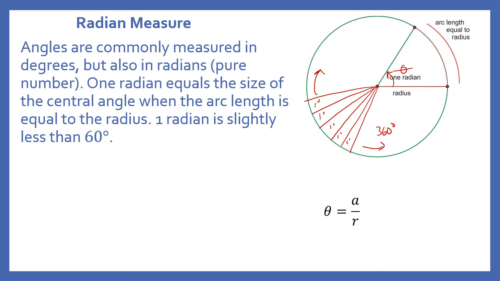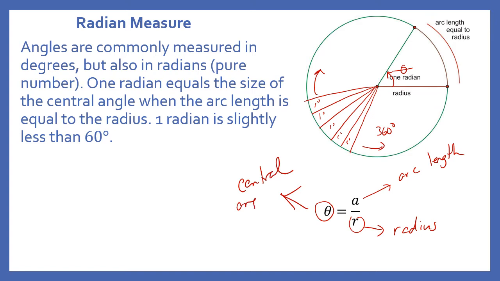And we have a formula, theta equals A over R. It's a simple formula. A stands for the arc length, R stands for the radius, and theta equals the central angle. But to be able to use this formula, your central angle always has to be in radians. If it's in degrees, you have to convert it to radians, which we will get to later in this lesson.